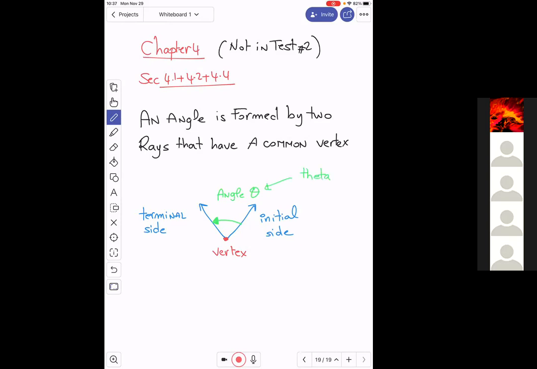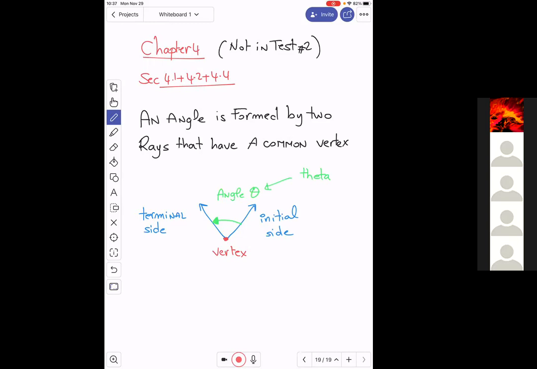Of course, theta is a Greek letter, guys, right? We are using Greek letters for everything, like for COVID. But anyway, this is my angle theta.